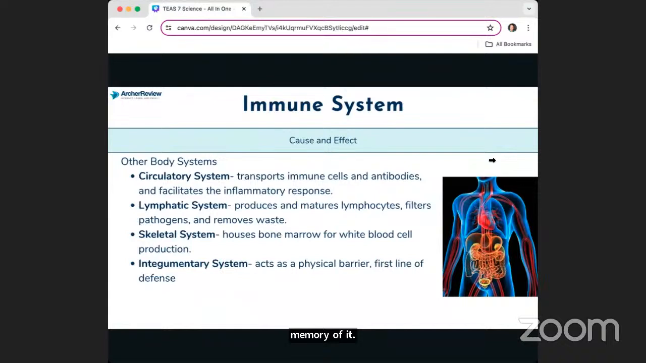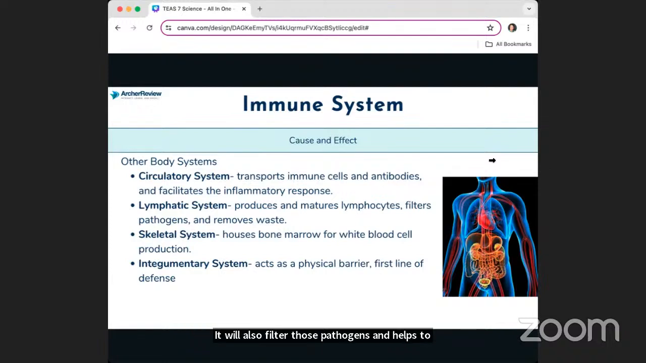The immune system is going to be highly regulated and affect other body systems, such as the circulatory system. It will transport immune cells and antibodies, and it facilitates all inflammatory response. So the circulatory system is absolutely essential for your immune system to be able to function. The lymphatic system produces and matures lymphocytes. It will also filter those pathogens and helps to remove the waste.